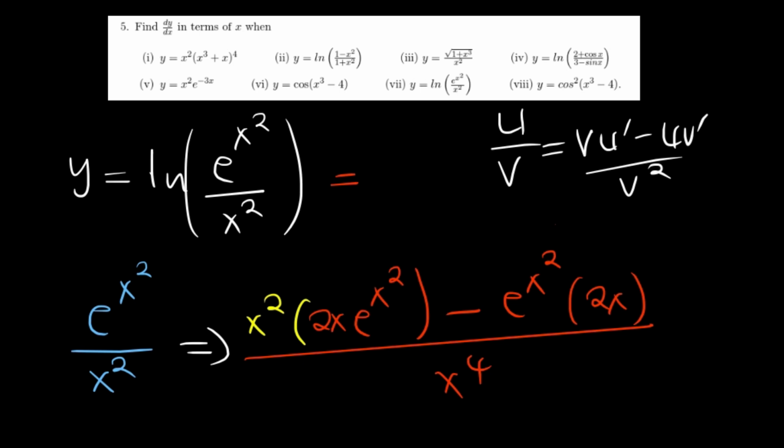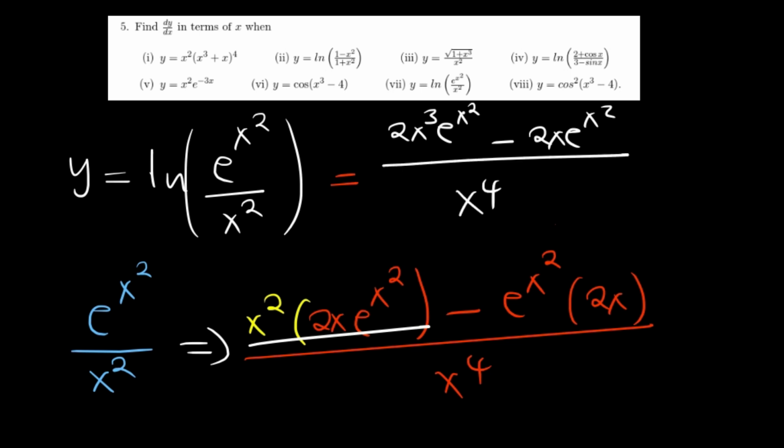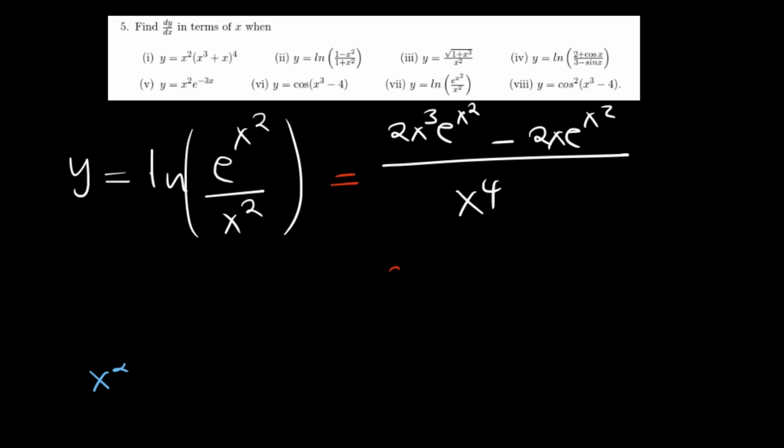Can we simplify it beyond that point? So if you multiply this and that, that's going to be 2x to the power 3 e to the power x squared as it is, minus 2x e to the power x squared as it is, over x to the power 4. Now don't forget that at that point you're supposed to divide by the original as it is in the brackets. So that is e to the power x squared over x squared.